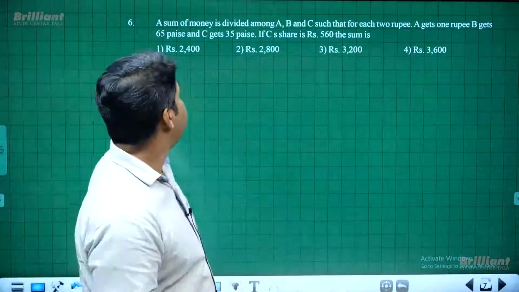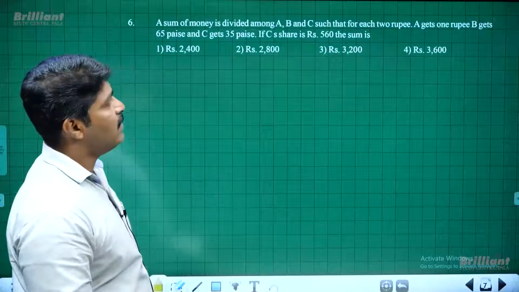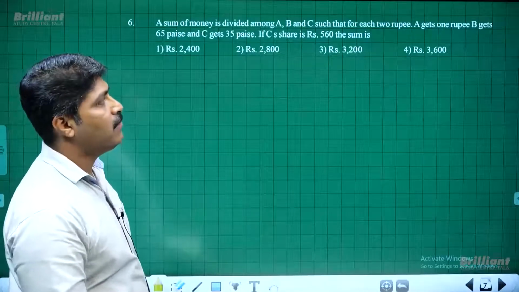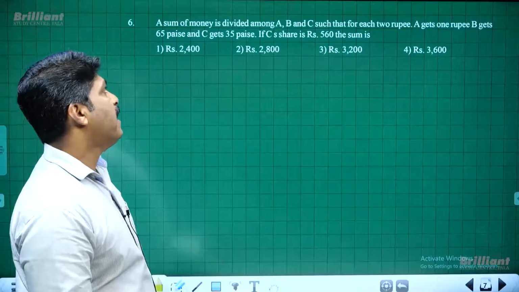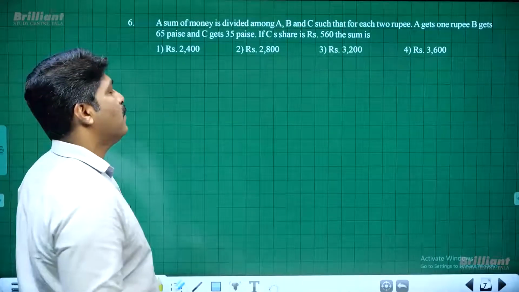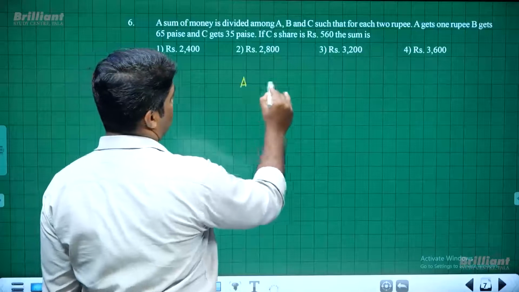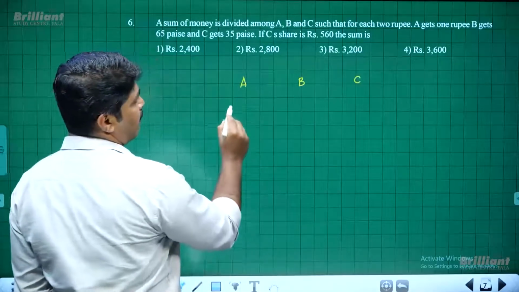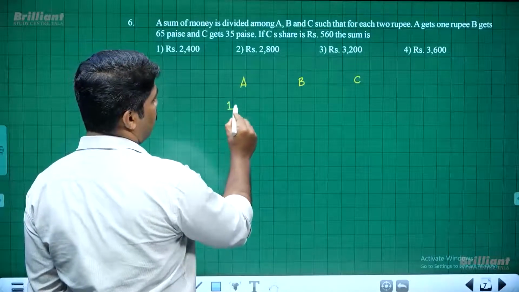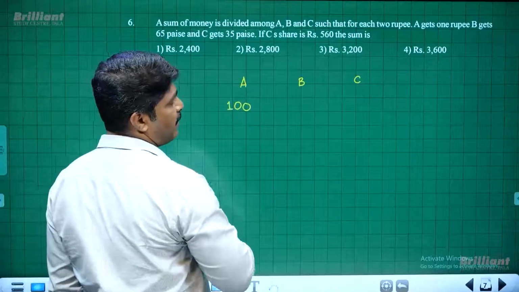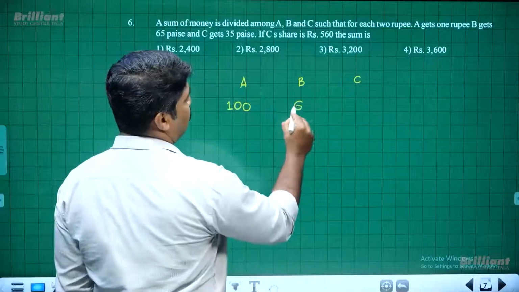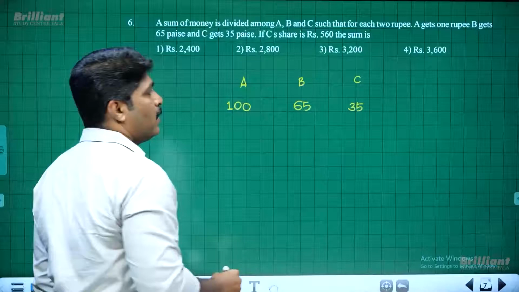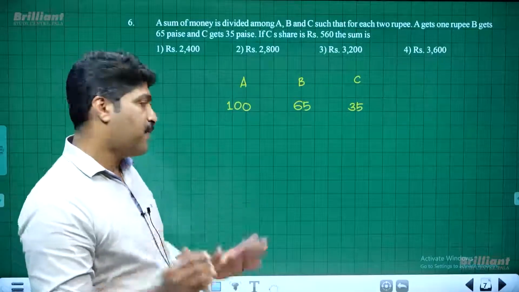And the next question. A sum of money is divided among A, B, C such that for each 2 rupees, A gets 1 rupee, B gets 65 paise and C gets 35 paise. So here we just consider the share of these 3 persons, A, B and C. For each 2 rupees, A gets 1 rupee. 1 rupee we can write as 100 paise. And B gets 65 paise. C gets 35 paise.